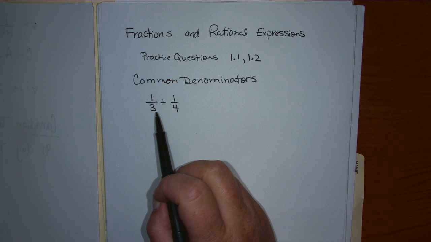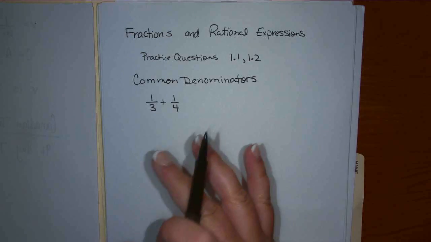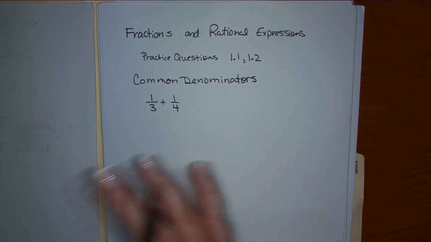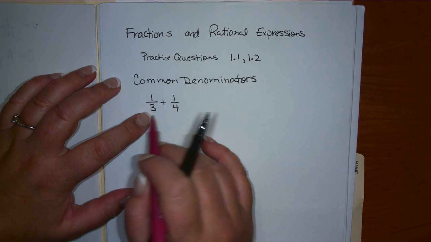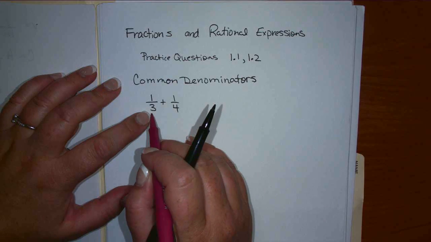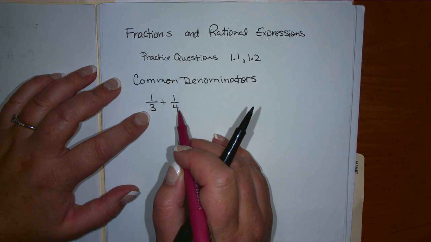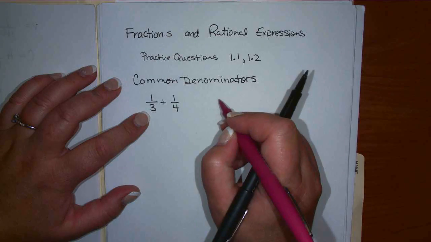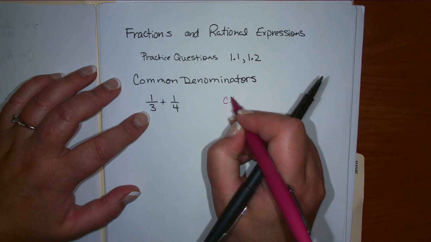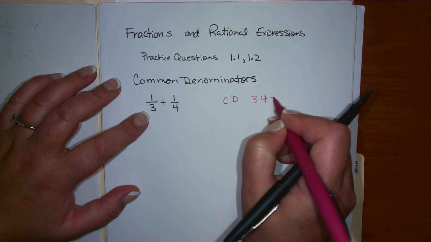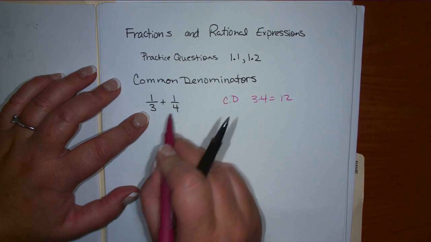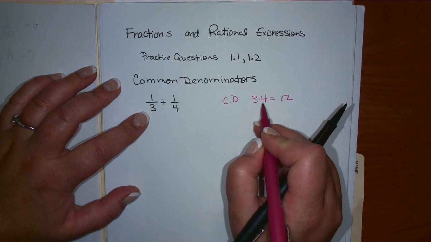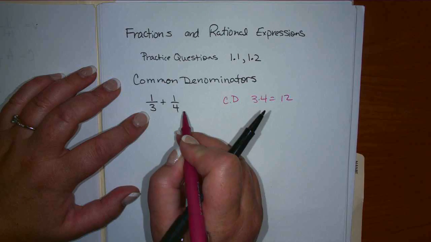To do that, we need factors. You need to multiply each fraction by something so that the bottom's the same. A lot of times it will be like this. We have a 3 and we have a 4. So what would be the common denominator? 3 times 4 is 12. Those are called factors. Both 3 goes into 12 and 4 goes into 12, so that will work for both fractions.